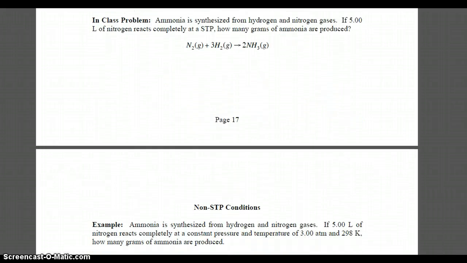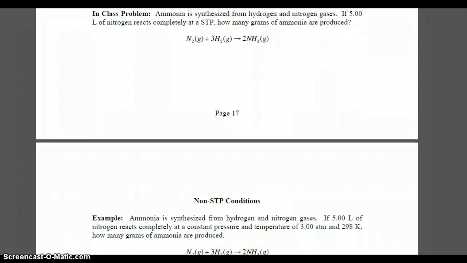Okay, so in this case, it says if 5 liters of nitrogen reacts completely at STP, how many grams of ammonia are produced? So you should be able to convert from your volume of gas into moles of gas, and again, just convert into grams of your NH3 gas or your ammonia gas. Okay, so take a moment to do that. Pause the screencast. So the answer there should be 7.60 grams of ammonia.